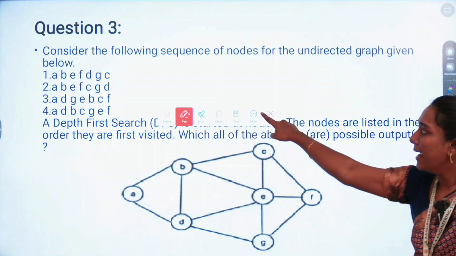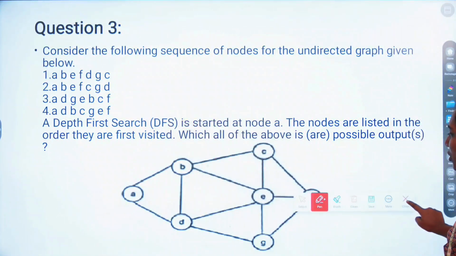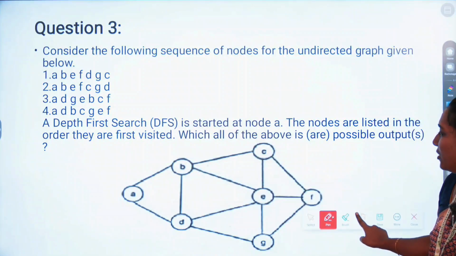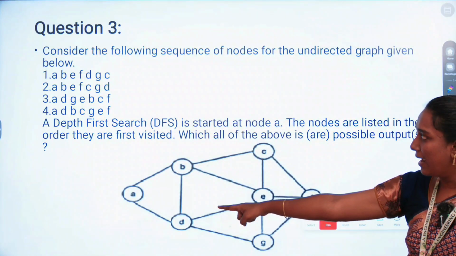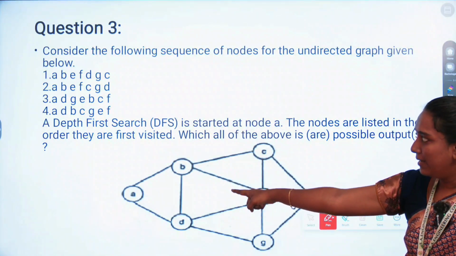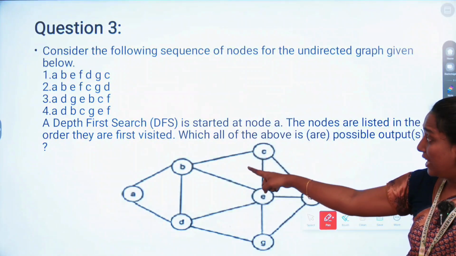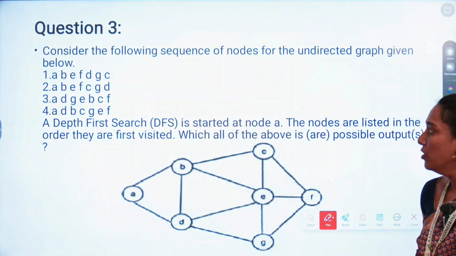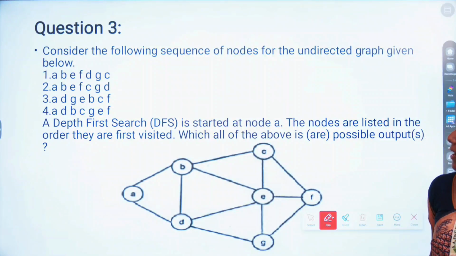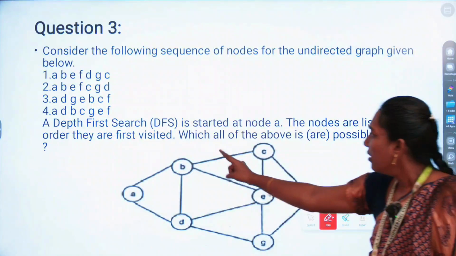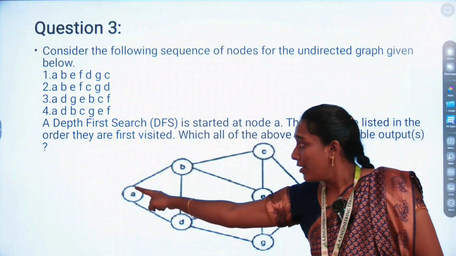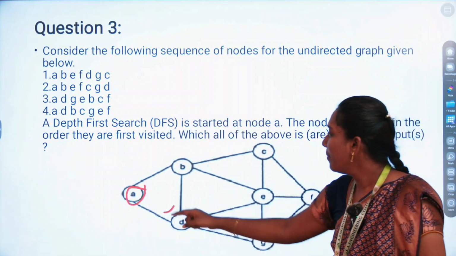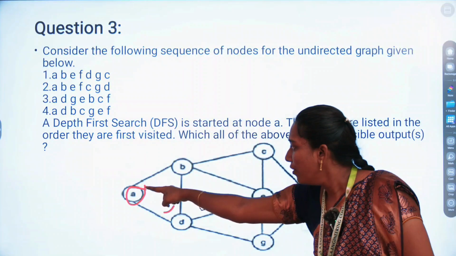So option A, what are they telling? From A it reaches B. Yes, from A it reaches the node B. Since it is DFS, it reaches only one node at a time, as I said earlier. So let us see that from depth first search, it reaches with the starting node A. The starting node is A here. So from A, it reaches the node B.